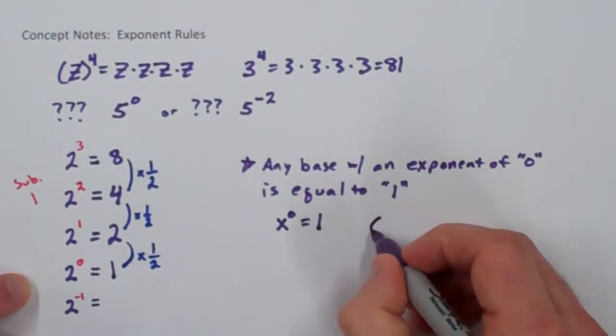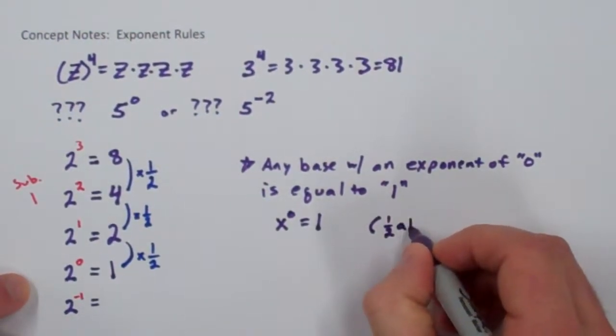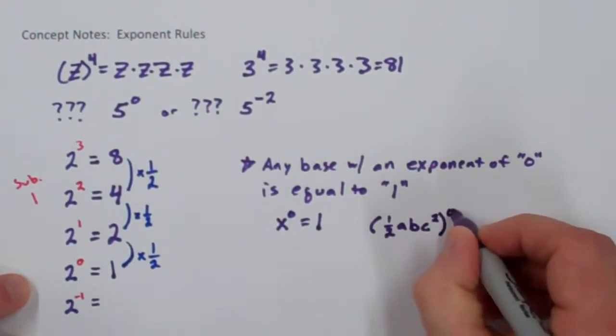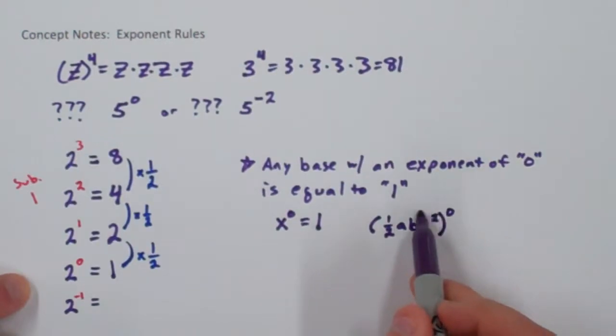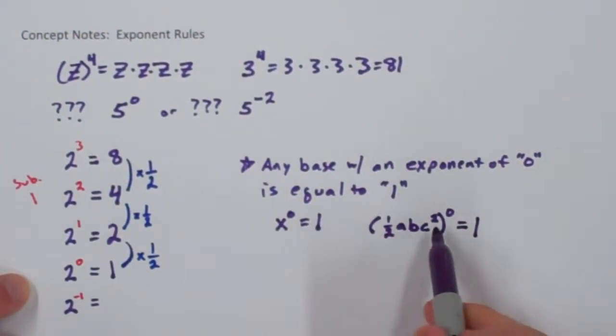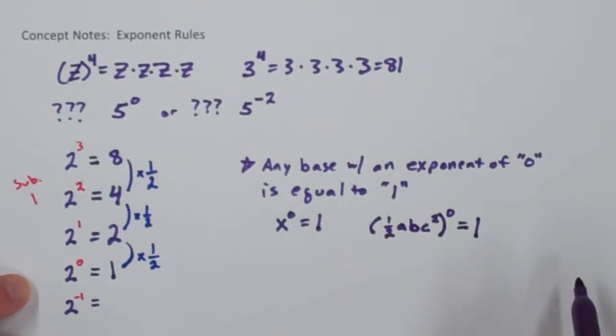You could do this even with some different bases. Let's say you had 1/2 a, b, c to the second power, all raised to the 0 power. So the 0 is applied to this whole base. That is just 1. Any base with an exponent of 0 is equal to 1.